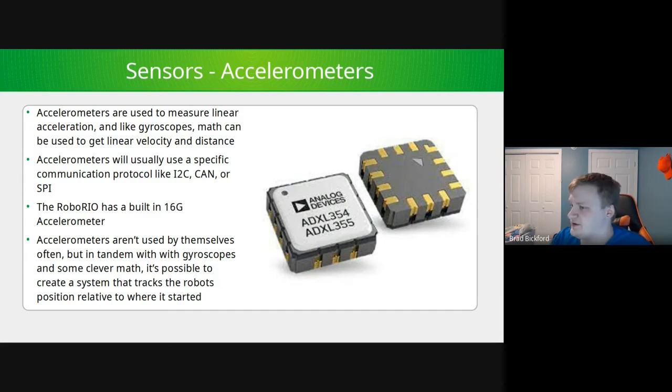Again, accelerometers tend to use something like I2C, CAN, or SPI to communicate with the RoboRio. And in fact, the RoboRio has a built-in accelerometer.